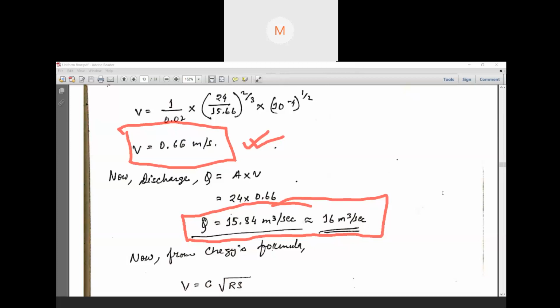Okay, you got 15.95. So yeah, that is approximately your 16. Okay, that also you can consider as 16 meter cube per second.